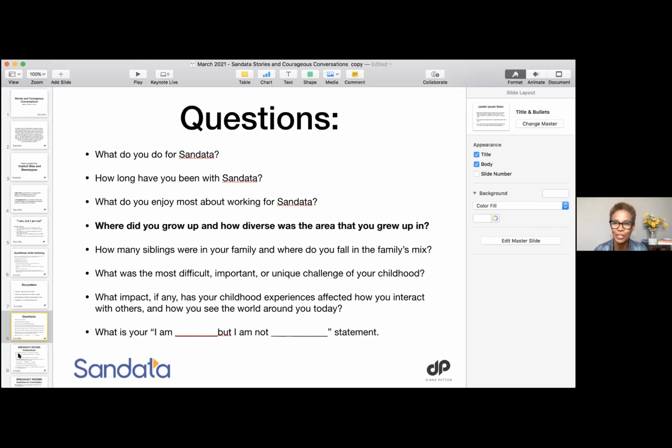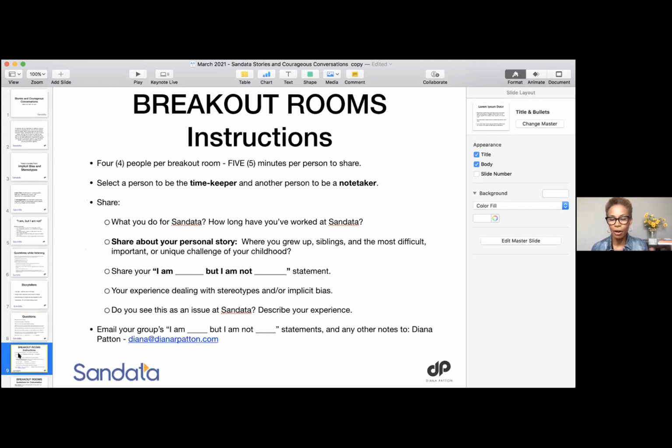Well, we've come to the portion of our time together where we're going to go into our breakout rooms. And Nina's taking time, tabulating everything. Here are the breakout room instructions. We're going to have 4 people per breakout room, right? 5 minutes per person to share. And we need a timekeeper. We need someone who's going to pick up their phone and put 5 minutes on. Some people like to talk. Some people will be 1 minute, but we want to make certain that people are taking that time. A note taker. And then these are the things we're hoping that you will share.